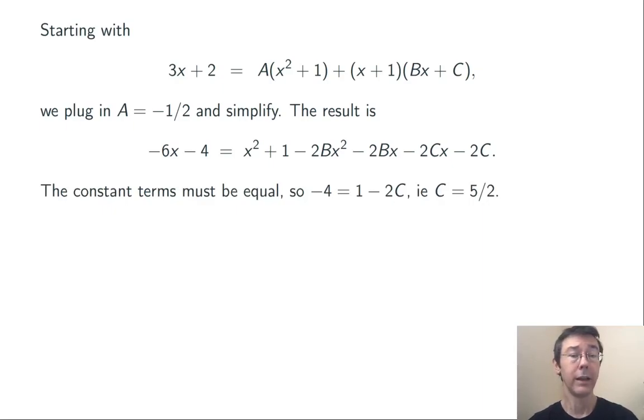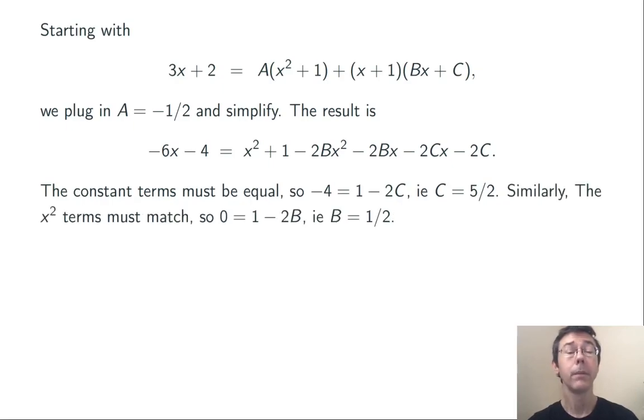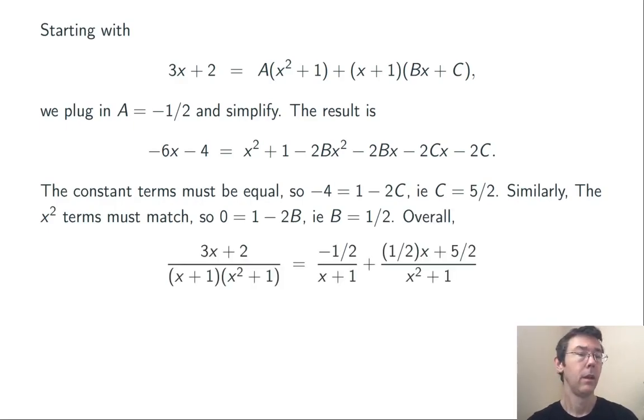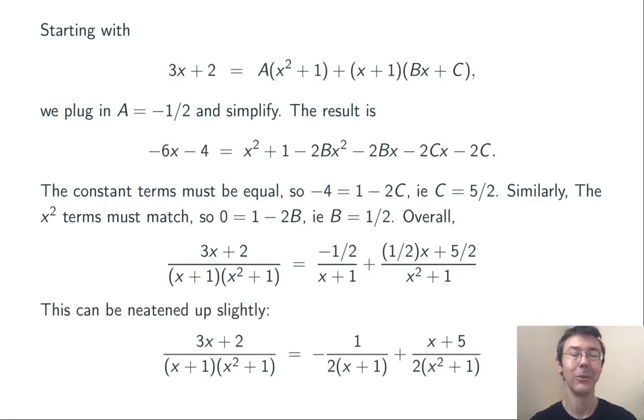So, looking just at the constants, on the left I have negative 4, on the right I have 1 minus 2c. Solving that, I get c as 5/2. Similarly, looking just at the x squared terms, I get 0 equals 1 minus 2b, or b is 1/2. Plugging those values into the partial fractions decomposition that I wrote previously, we get this. I don't love having fractions in the numerator of a fraction, so I'll neaten it up slightly to get negative 1 over 2 times x plus 1 plus x plus 5 over 2 times x squared plus 1.